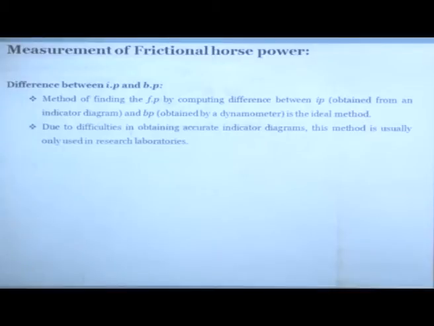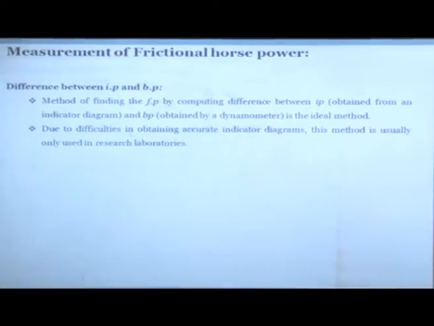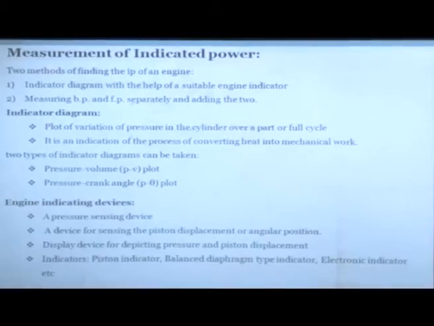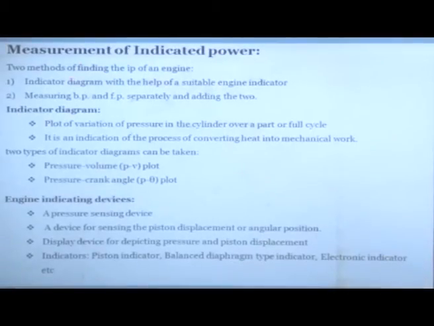But if you have a well equipped lab, then you can directly measure the indicated power, you measure the brake power, and then by subtraction you find out the friction power. So which route you take depends on the level of sophistication that you have in your laboratory. There are two methods of finding the indicated power of the engine. First is the indicator diagram with the help of a suitable engine indicator.